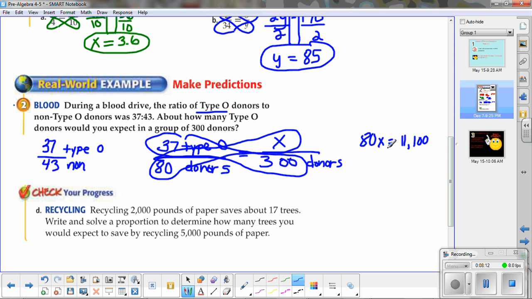Now to solve this, you would divide both sides by 80. And you would get x equals 138.75. Now, since we are talking about people, I probably wouldn't leave my answer as 138.75 people. I would round that to 139 people. So about 139 people.